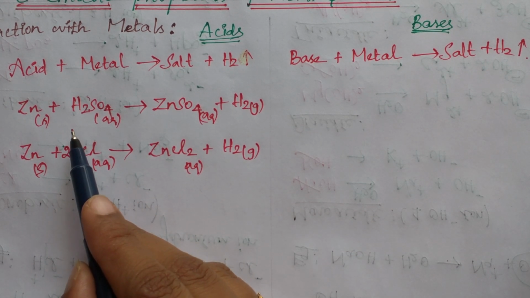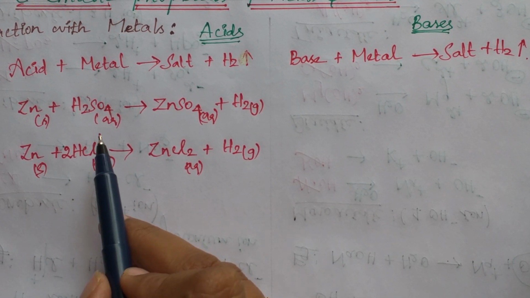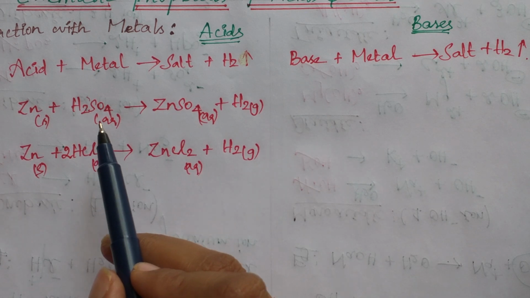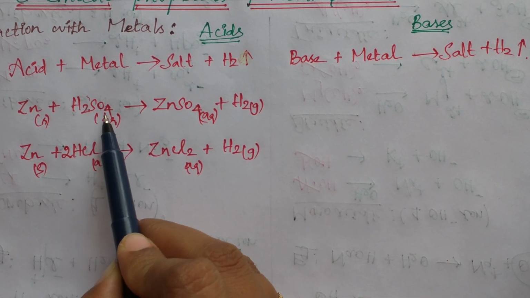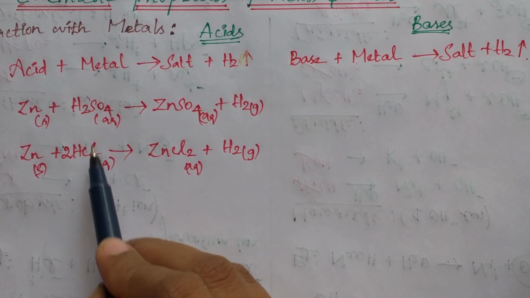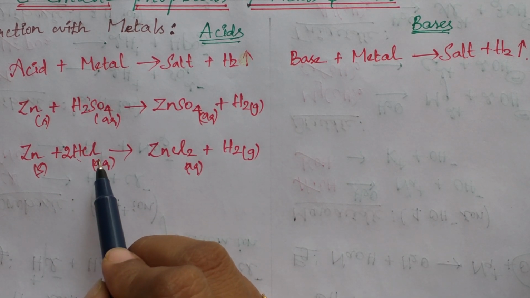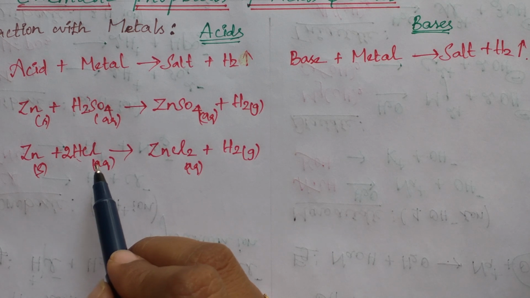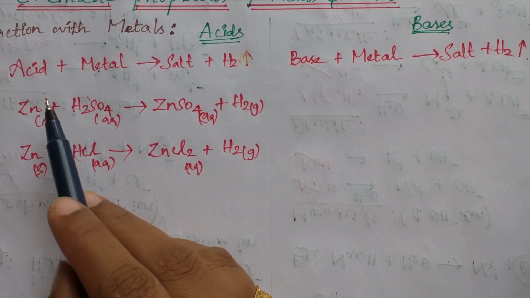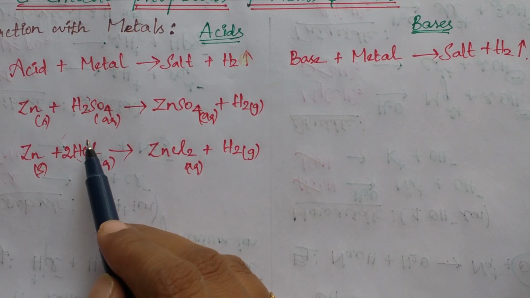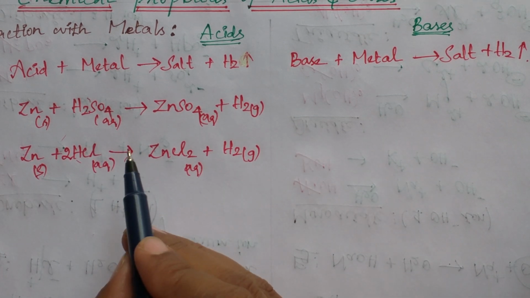Okay. In acids, not only inorganic acids. Inorganic acid means what? Without carbon atom. See here, H2SO4, there is no carbon atom. HCl, there is no carbon atom. But organic acids means what? It contains carbon atoms. So for this reaction, we can take even organic acids also.